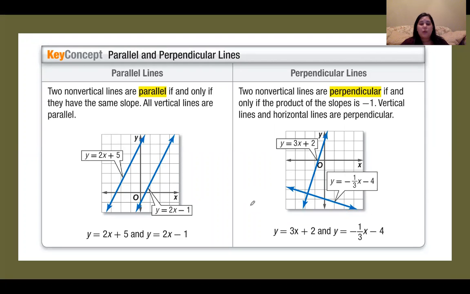So for example, we have 3x plus 2 and -1/3 x minus 4. Remember, we can write 3 as 3 over 1. The reciprocal would be we flip our fraction and then make it negative. So our negative reciprocal is -1/3. And the special thing about perpendicular lines is that they make right angles, which is sometimes very useful to know.